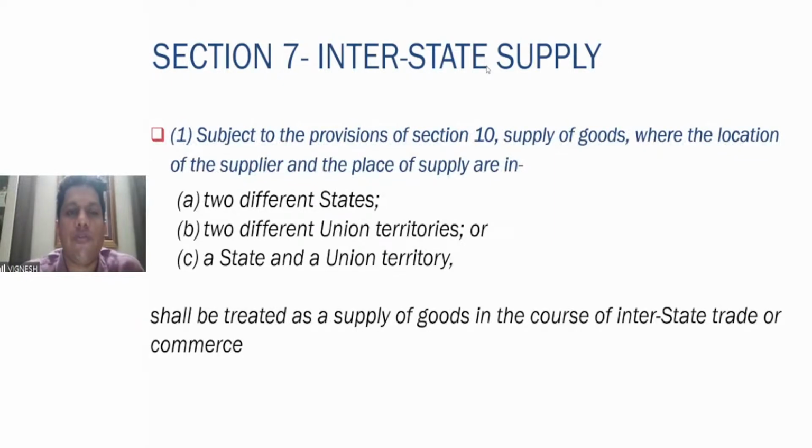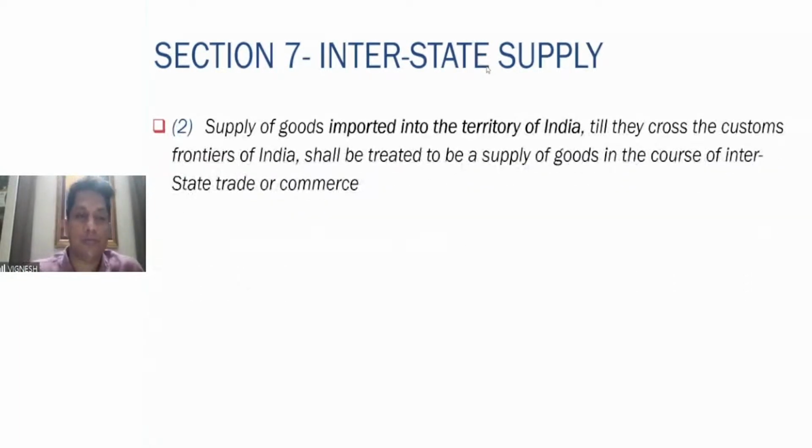As I already told you before, the two important things for you to know when you have to take it as a course of interstate trade or commerce are, one is the location of the supplier and the other is the place of supply. So if they are in two different states or two different union territories or in one state and one union territory, it shall be treated as a supply of goods in the course of interstate trade or commerce.